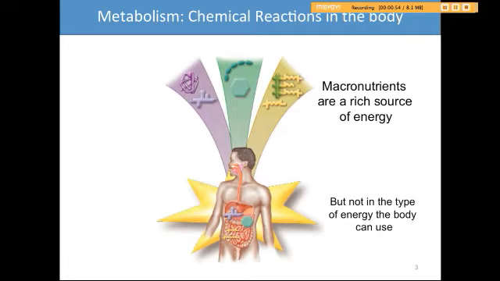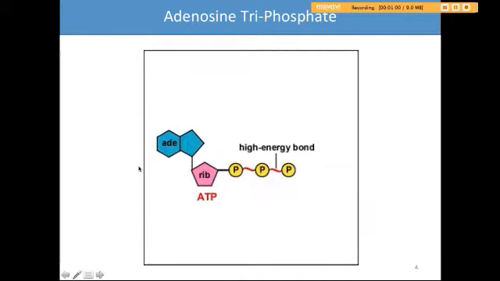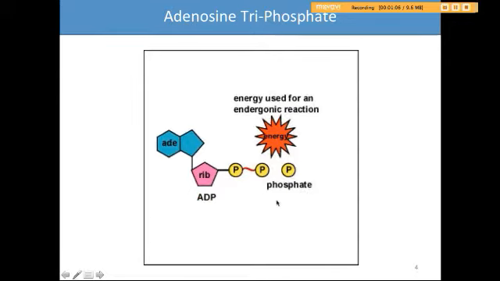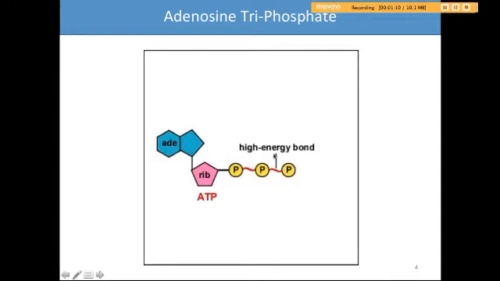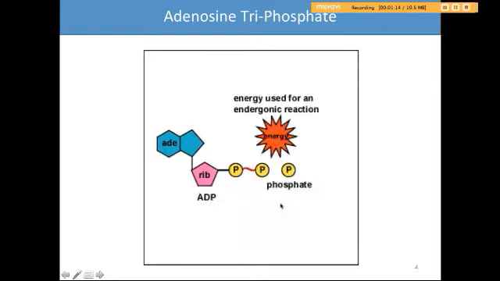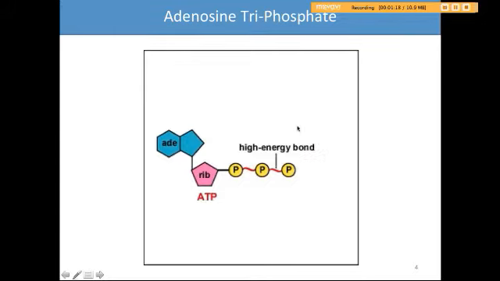The type of energy, or the currency, that the body uses is called ATP. ATP stands for adenosine triphosphate: a molecule of adenosine linked to 3 phosphates. The last bond between the 2 phosphates is very high energy. When the body breaks the bond, it releases the type of energy that the body can actually use to stay alive or for whatever function it needs.